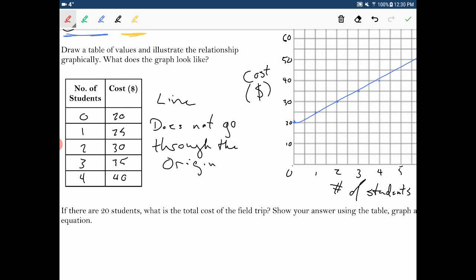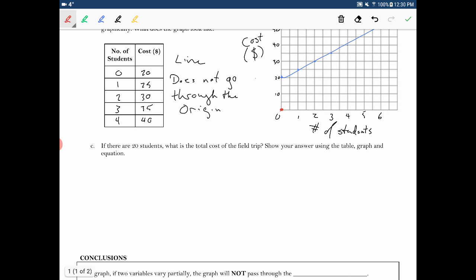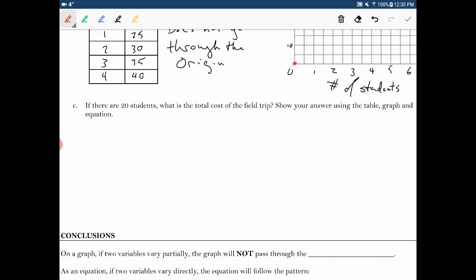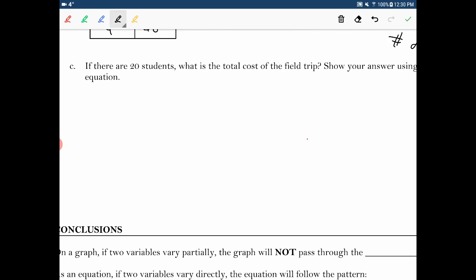Direct variation has to go through that point right there. We did not go through that point right there, which is what makes it partial variation. The fact that we started up at 20. Okay, so if there are 20 students, what is the total cost of the field trip? It says to use your table, graph, and equation. I'm not going to use the table or the graph because I didn't make them big enough. So anyway, we'll just use the equation.